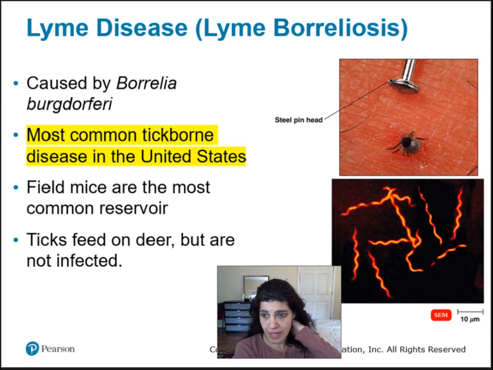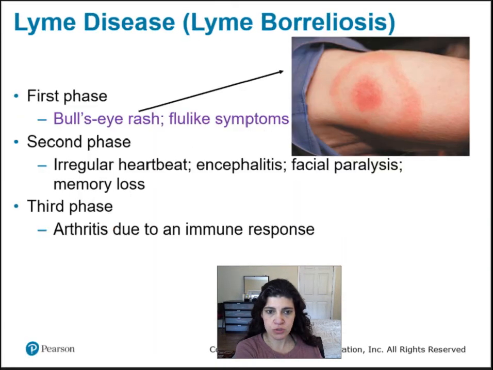Before I show you the cycle, let's talk about symptoms. Typical symptoms of Lyme disease include fever, headache, and fatigue. There is a very characteristic skin rash called erythema migrans, or bull's eye rash, which looks like this. In the first phase you can have this type of rash.